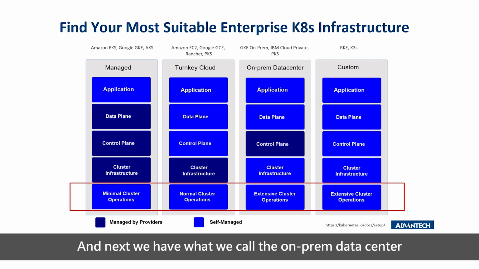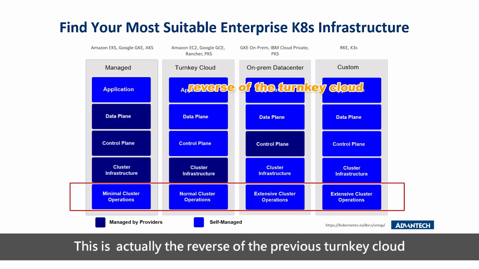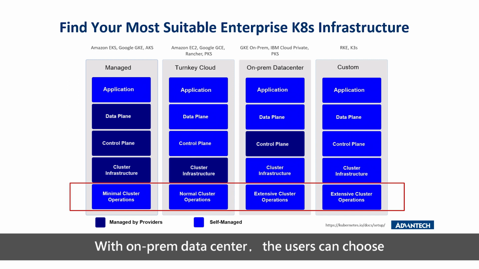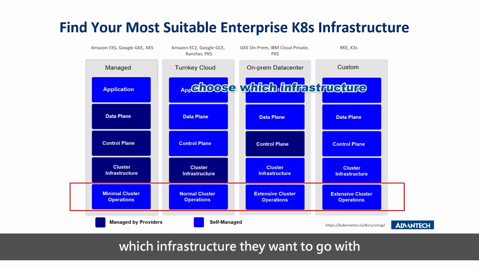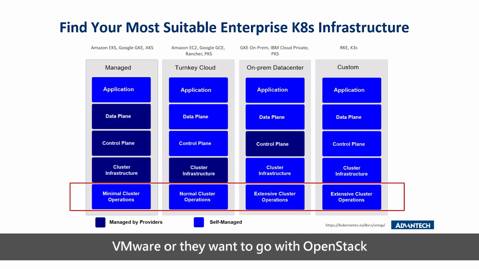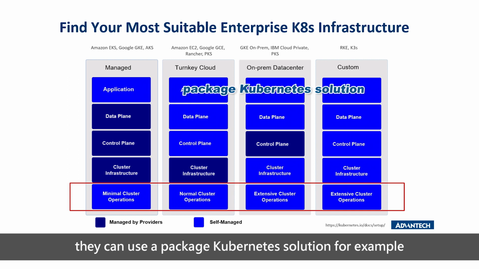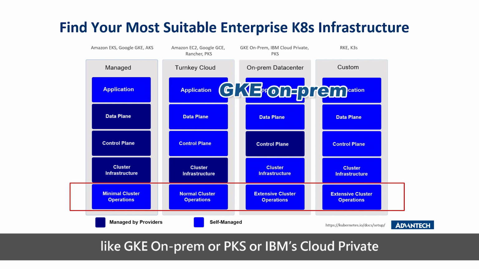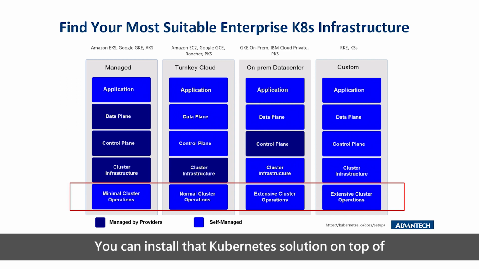And next, we have what we call the on-prem data center. This is actually the reverse of the previous turnkey cloud. With an on-prem data center, the users are choosing which infrastructure they want to go with. For example, they want to use VMware or they want to go with OpenStack. And once they set up that virtualization environment, they can use a packaged Kubernetes solution, for example, GKE On-Prem, PKS, or IBM Cloud Private. You can install that Kubernetes solution on top of your infrastructure to have your complete Kubernetes environment.